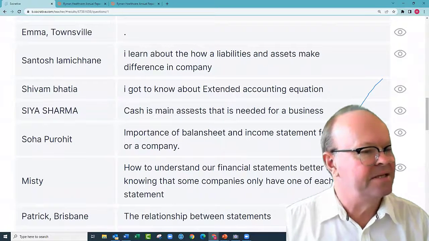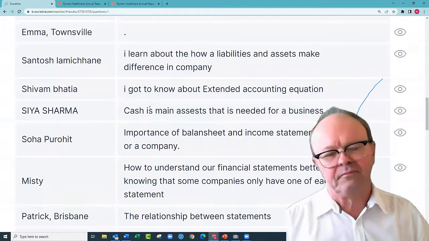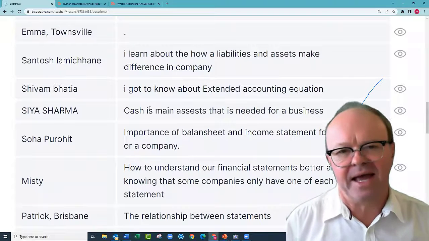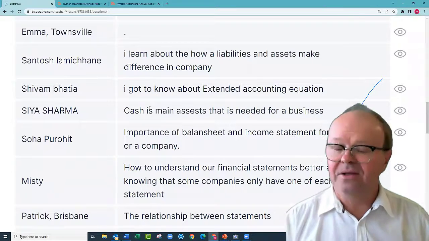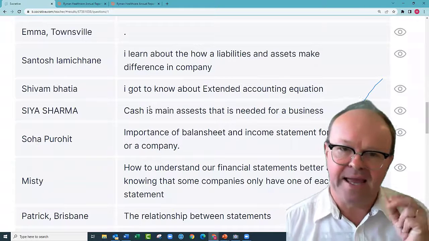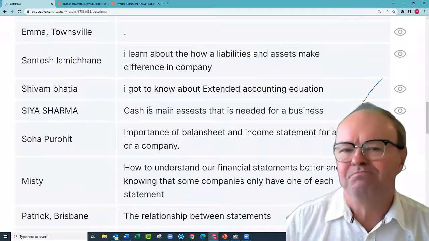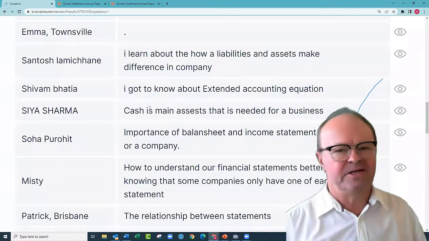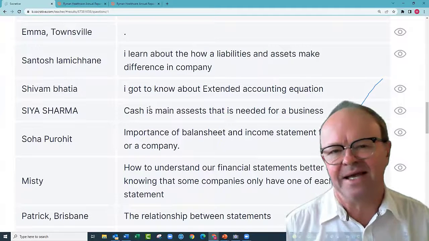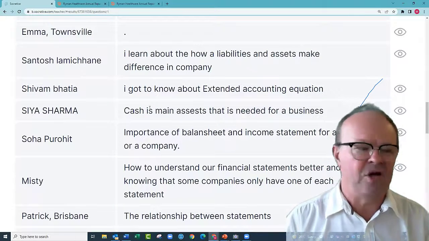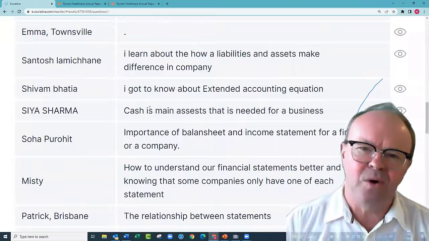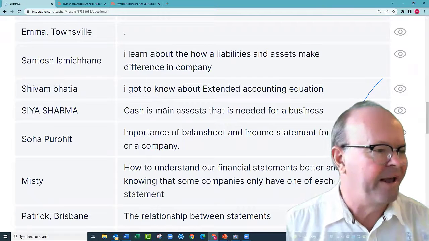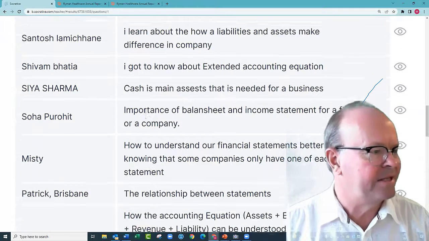Cash is the main asset that's needed for a business. Well, see, cash, you need a lot more than cash in a business, but without cash, you go broke. Ryman Healthcare only has $20 million cash in its balance sheet, and it has billions and billions of dollars of assets, all these retirement villages. So it has huge assets. Cash is a small part of their assets at any given time, but it's a key asset we want to keep track of because we need it to operate. If we run out, we're finished.